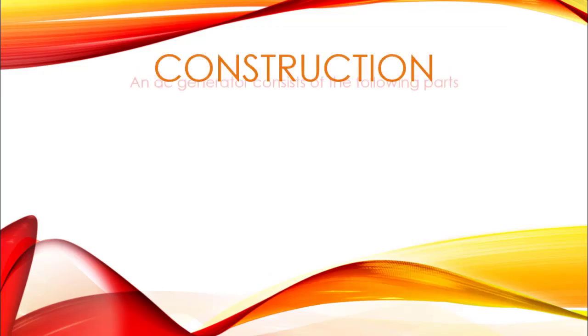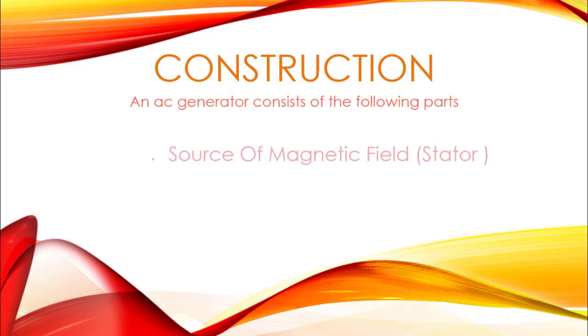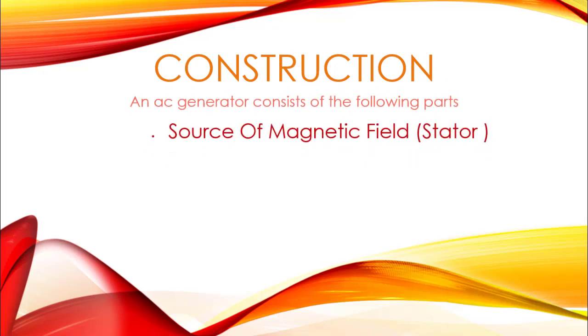Construction. Let us now talk about the essential parts of the AC generator. To design an AC generator, we need a source of magnetic field. This source of magnetic field is kept static, that's why it is called stator.